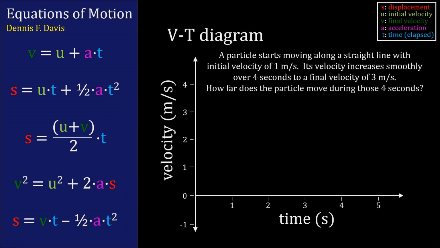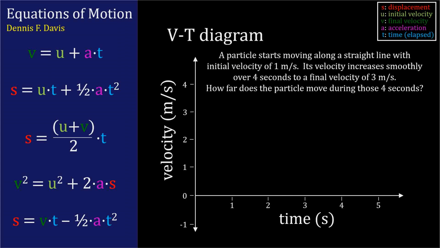A particle starts moving along a straight line with initial velocity of 1 meter per second. Its velocity increases smoothly over 4 seconds to a final velocity of 3 meters per second. What's the particle's displacement after those 4 seconds?